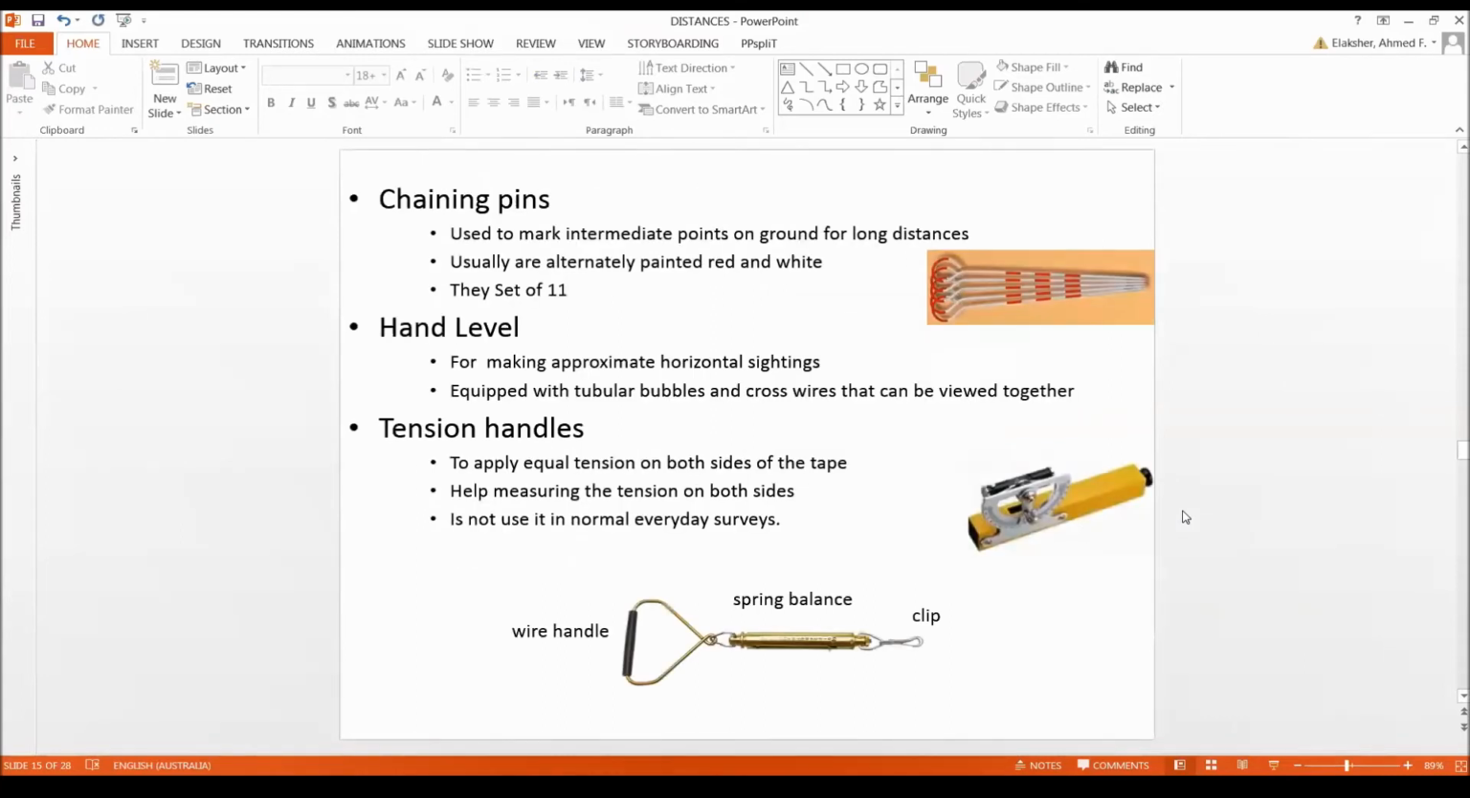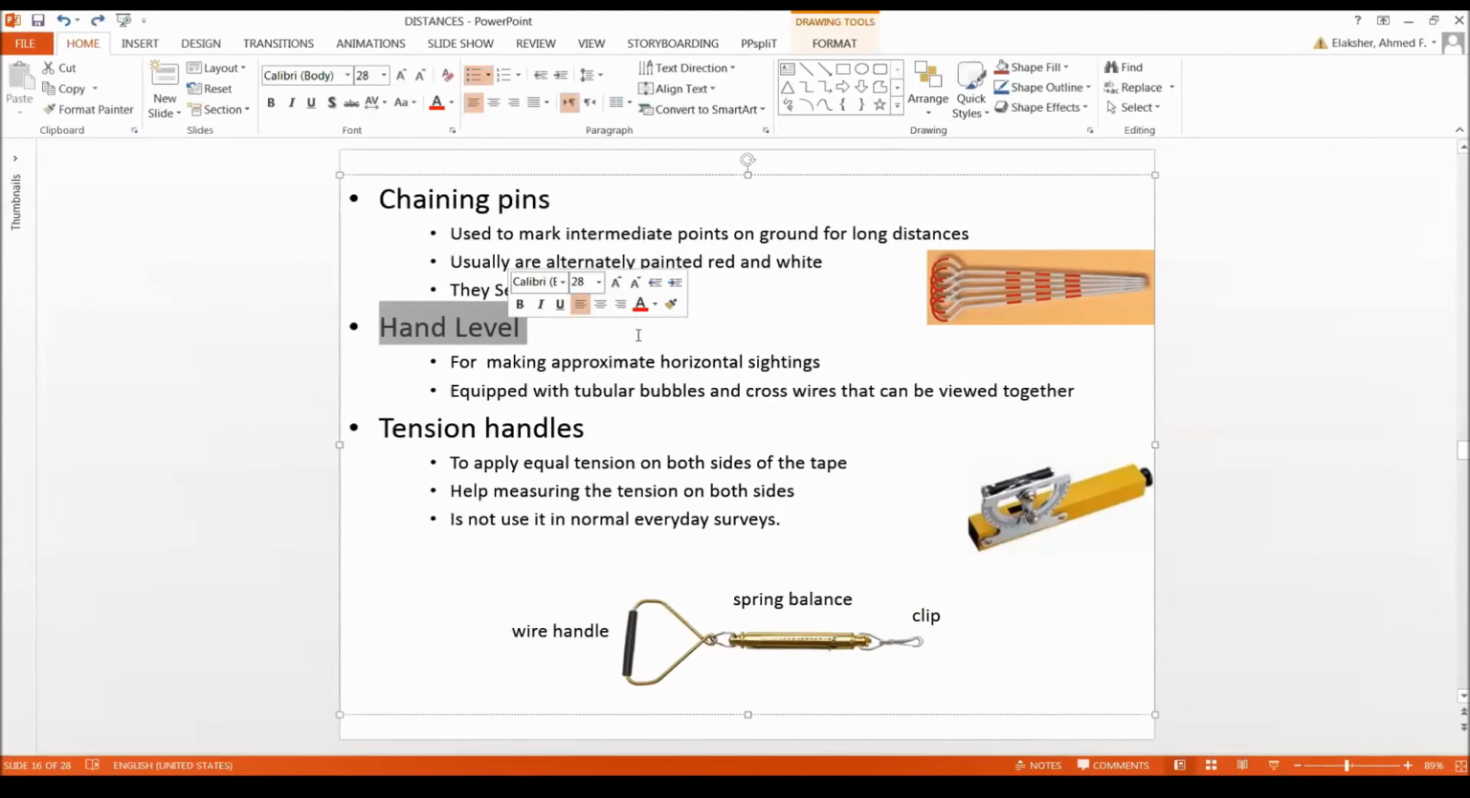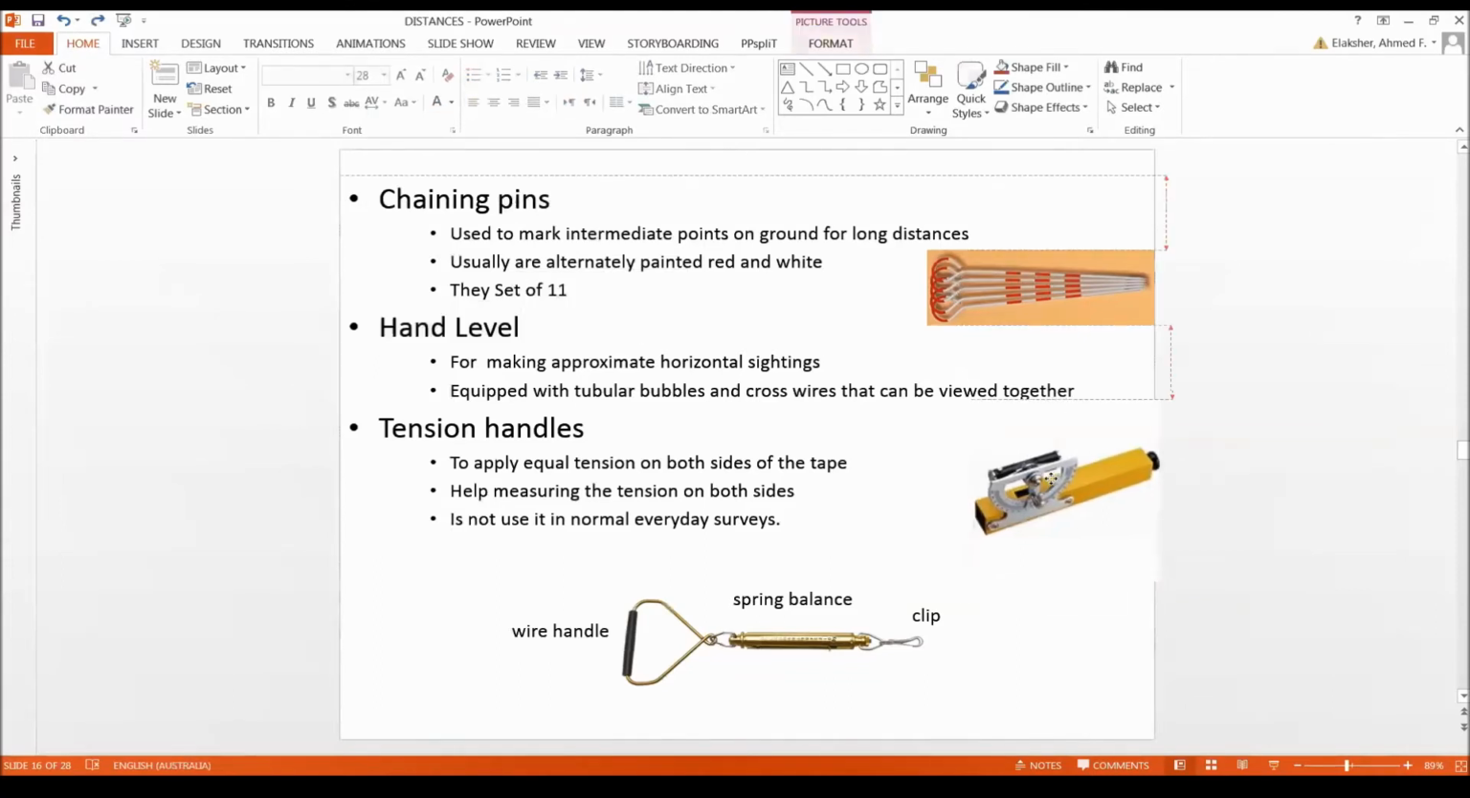Okay. Some accessories: chaining pins. We use them in our surveys to mark intermediate points. Hand levels, we don't often use them, but it's a small hand level that you hold very close to the tape. This is the hand level. And then you look through it and try to make sure your tape is leveled. Right now, we just eyeball it, so that's good for our labs.